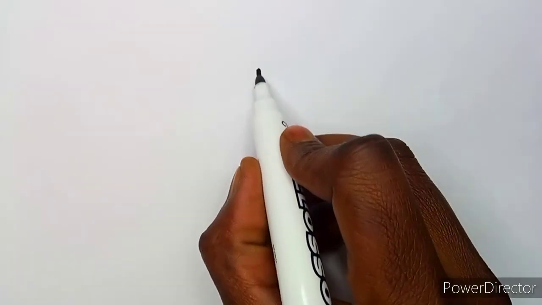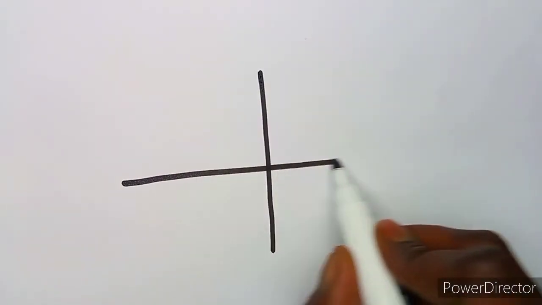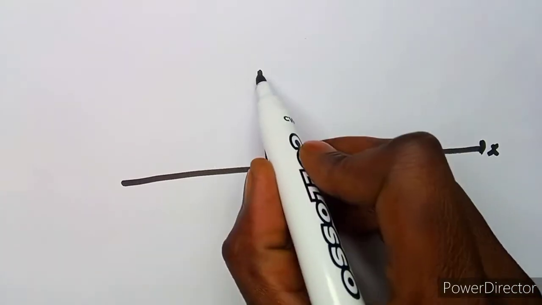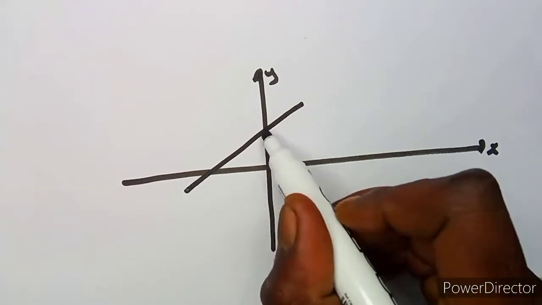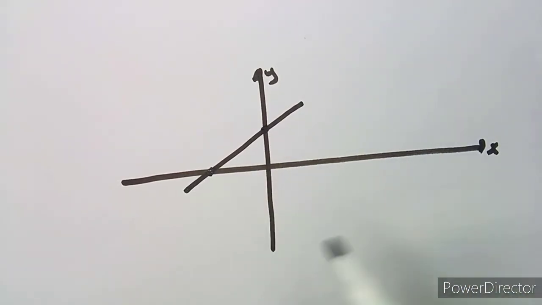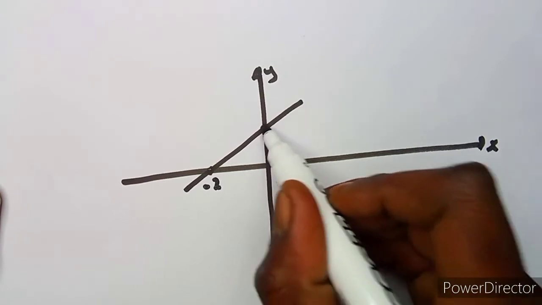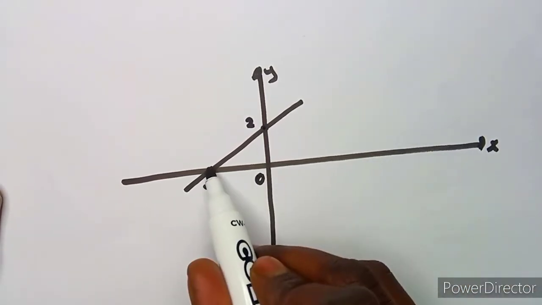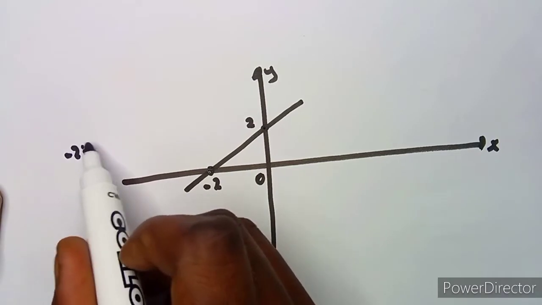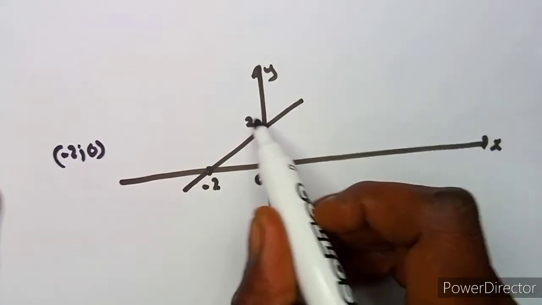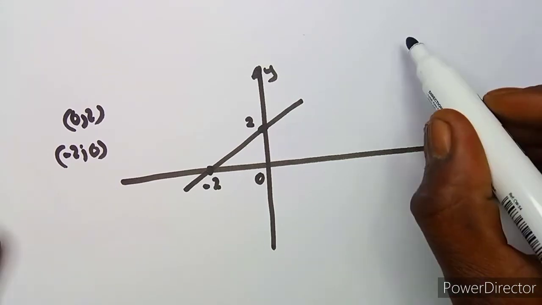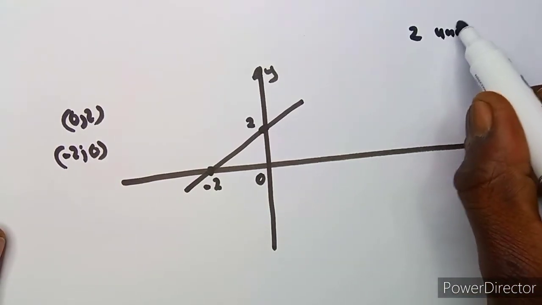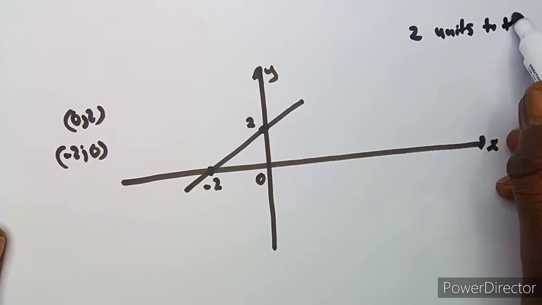Let's take an example. Let's just say this line here. This is a Cartesian plane that I am having, and I've got something like this. This is a normal line, and this point is -2, and this point is 2, and this is 0, which means this is (-2, 0) here, and this point is (0, 2). Let's say I want to transform this graph 2 units to the right.